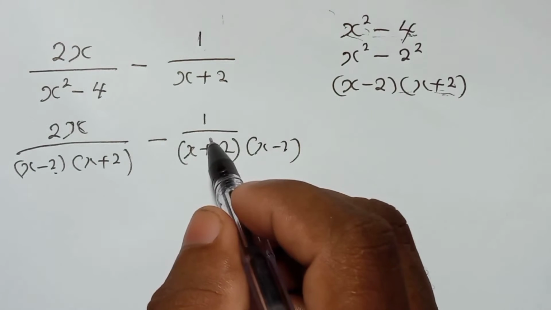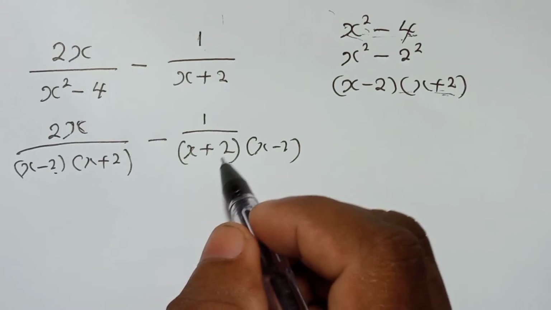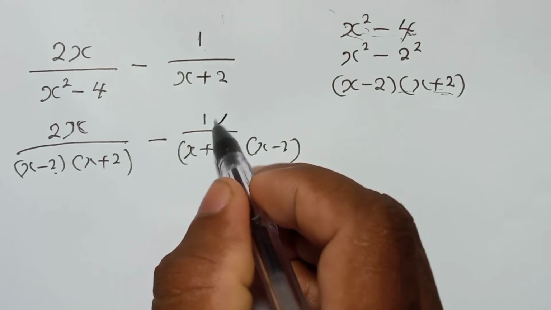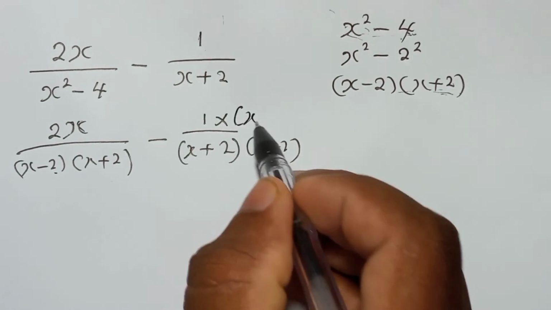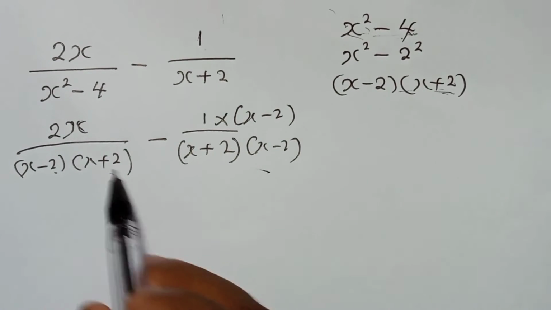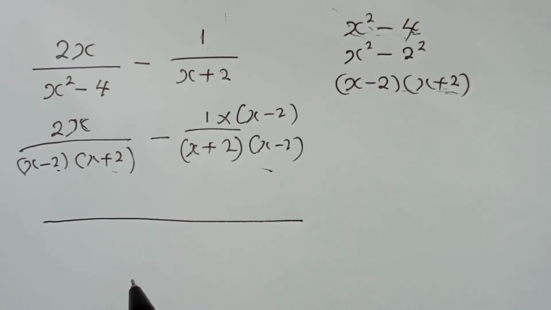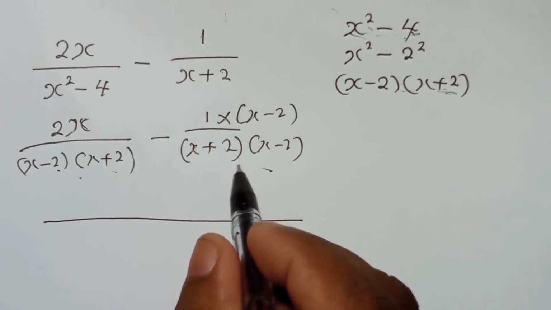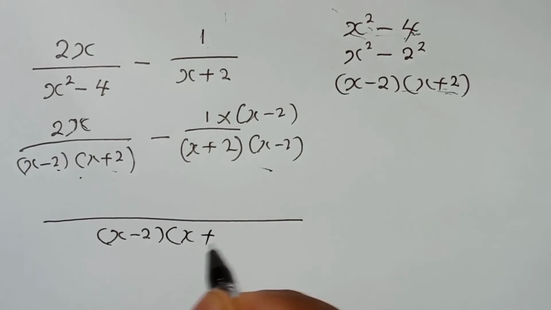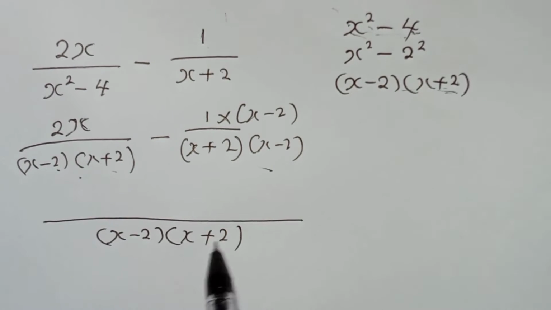In a fraction, you can multiply numerator and denominator by the same thing. So this fraction I multiply by x minus 2, and the numerator also you need to multiply by x minus 2. That's the idea. Now we have the same denominator: x minus 2, x plus 2 here, and also x plus 2, x minus 2 here. Same thing. Now we can put only one denominator, because both denominators are the same. So here will be x minus 2 and x plus 2.